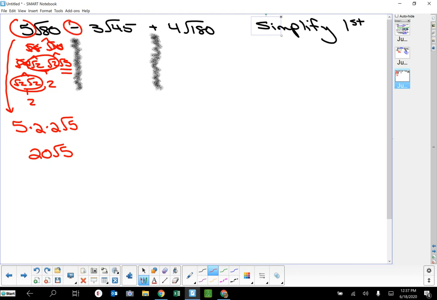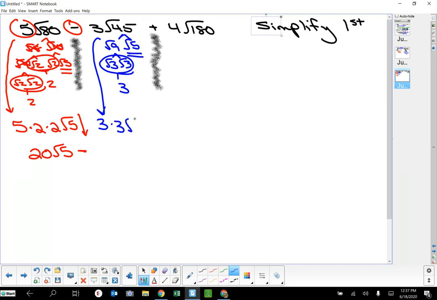And then I'm going to bring down this minus sign. Okay? Then we're going to reduce the next one. 45 goes to a 9 and a 5. 9 goes to 3 and a 3. Those get circled. This 3 is going to come down times this 3 that we're taking out. And we have a radical 5 left over. So this gives me a 9 radical 5. Bring down the plus sign.